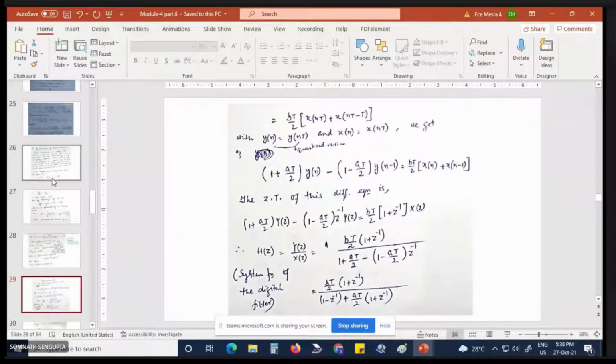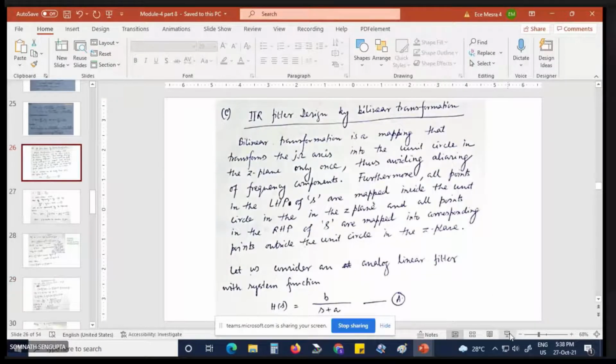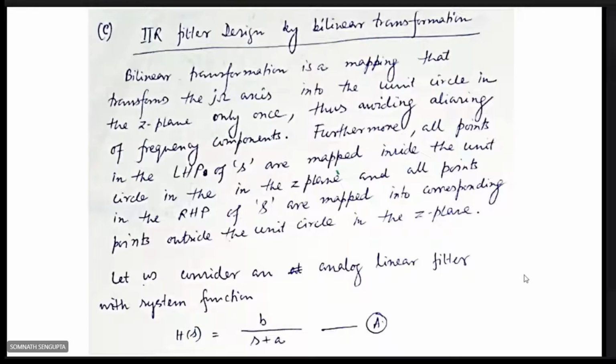Okay, so convert analog filter to digital filter. One technique I explained, that is impulse invariance method. Okay. Now another very important and most widely used method is bilinear transformation. In the third module, we discussed that Butterworth, Chebyshev, and other filter in analog domain.